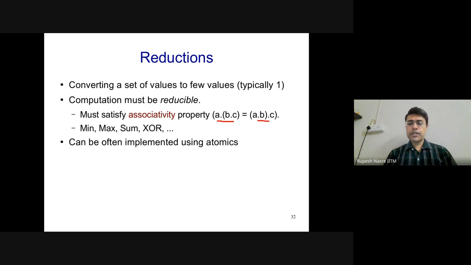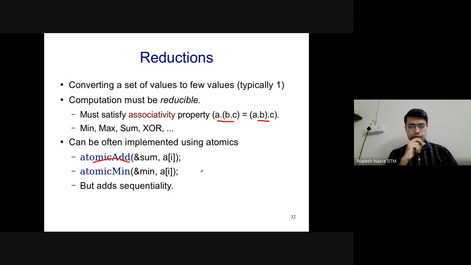We can also implement them using atomic instructions, but you can also implement them as reductions. For example, I can do atomic add and keep on doing it repeatedly. It doesn't matter in which order I do it, because plus is associative. It also adds sequentiality, so there is slightly more parallelism that you might be able to get depending upon how big your data is. If your data is small, then using an atomic is okay. If the data is much larger, then you might want to use a reduction, which I'm going to explain.